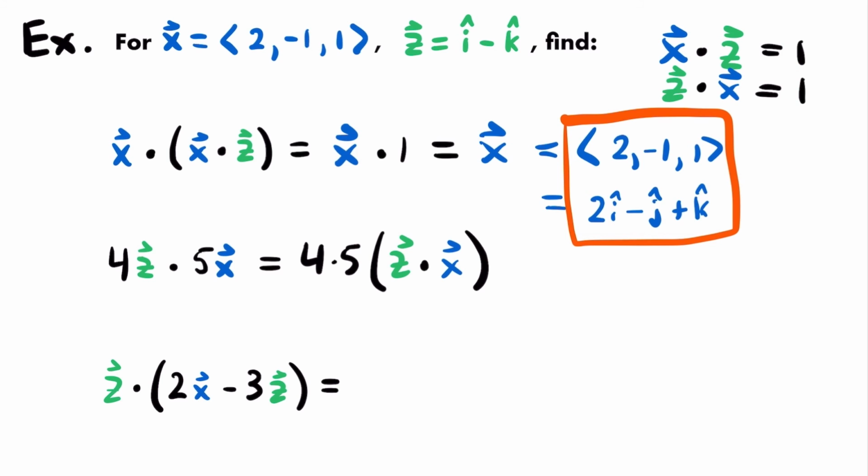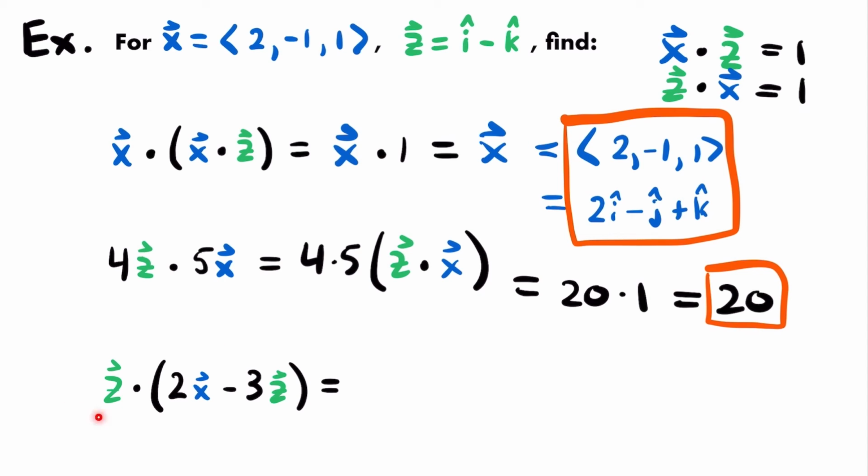So if we simplify here, this will just become 20 times 1, which is equal to 20. 4 times 5 is 20, and the dot product here is just equal to 1. And so 20 is the final answer for this calculation. All right, and so now we're on to our final calculation here. We have vector z multiplied by 2 times vector x minus 3 times vector z. All right, now this one looks a little bit more complicated. It doesn't seem like there's an easy way to calculate this.